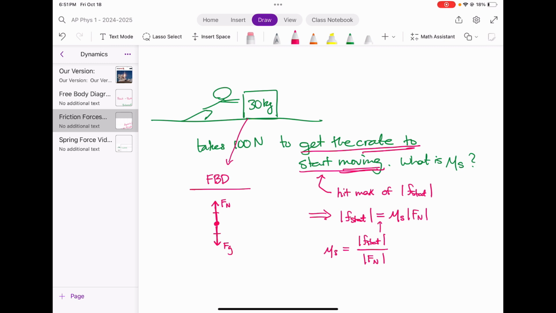And I'm pushing on it with 100 newtons. So maybe like this, 100 newtons this way. We could call that an applied force. And I also know that there is static friction resisting me, right? But if we're about to start moving, but we haven't quite gotten there yet, you want to think of this as the moment just before motion.